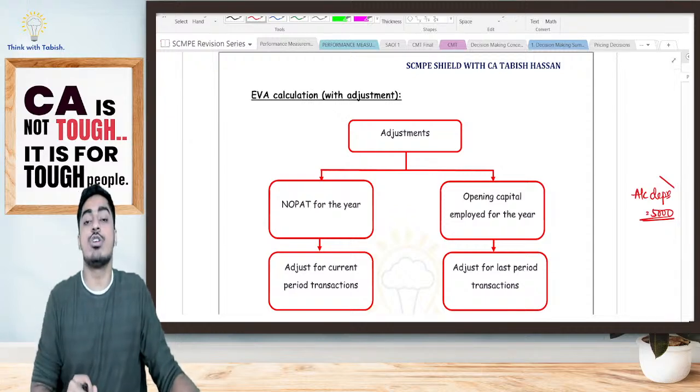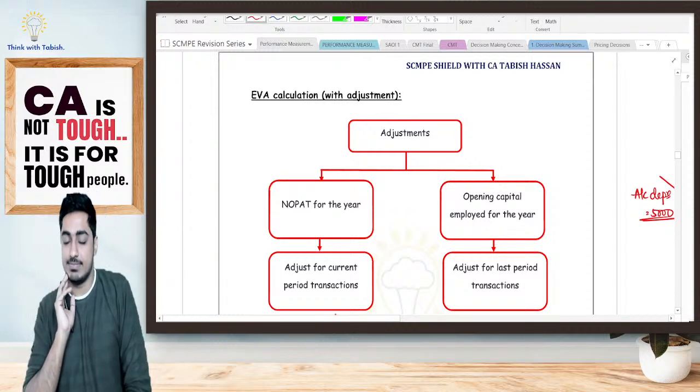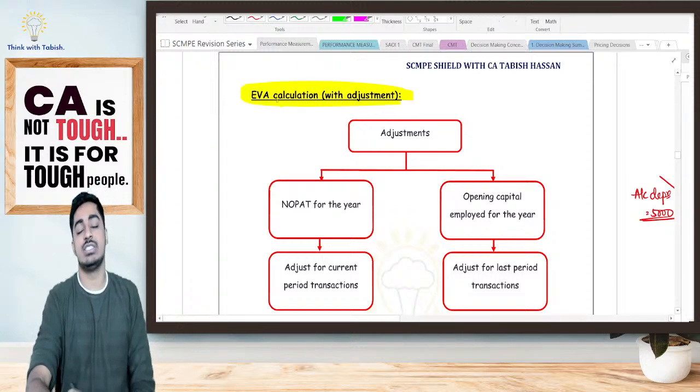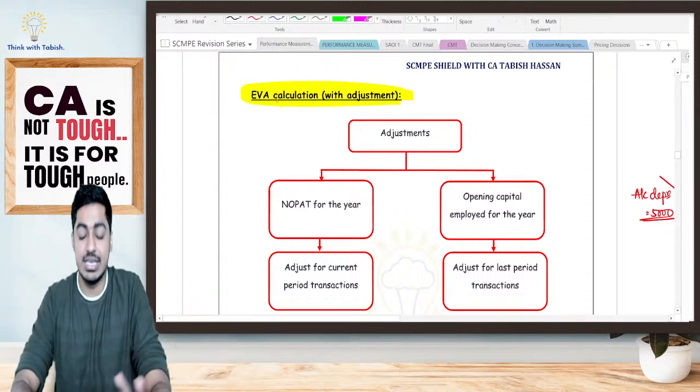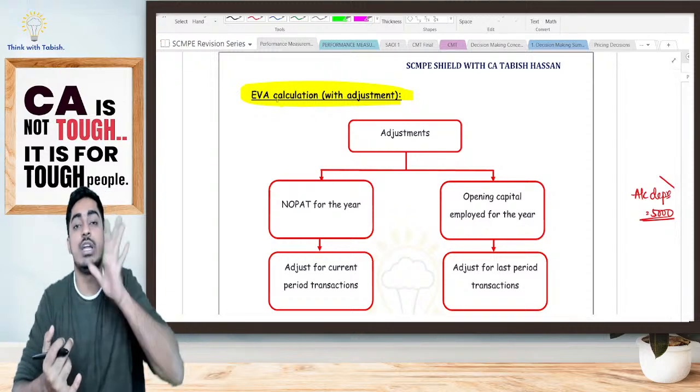Now, this was my EVA calculation without any adjustment. Simple EVA we have calculated. However, there could be some adjustments. What are the adjustments? Let us try to understand it logically. Now this is where most people do not understand. Believe me, you've understood the logic. You will only tell me what to do.